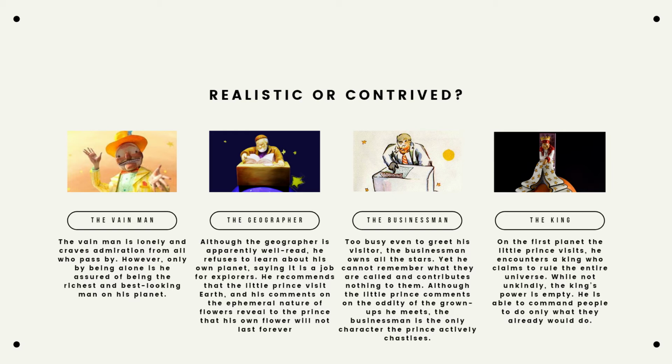The King. On the first planet the little prince visits, he encounters a king who claims to rule the entire universe. While not unkindly, the king's power is empty. He is able to command people to do only what they already would do.